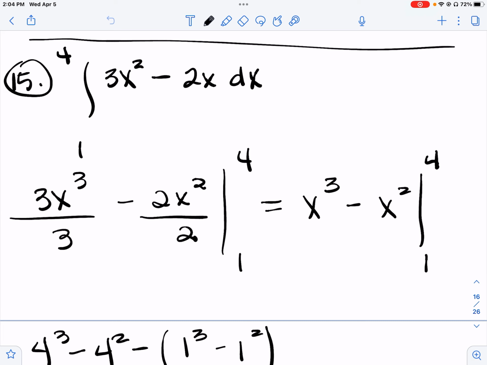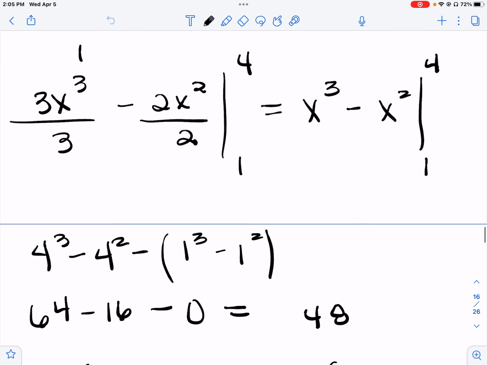3x squared minus 2x, the integral, 3x cubed over 3, minus 2x squared over 2, from 1 to 4. Okay, 3 over 3 and 2 over 2 are just 1. So we're just integrating x cubed minus x squared. Plug in 4. 4 cubed minus 4 squared. Minus, now remember parentheses, 1 cubed minus 1 squared. Well, that's 0. 64 minus 16 is 48.